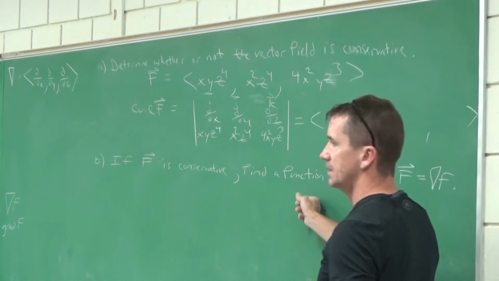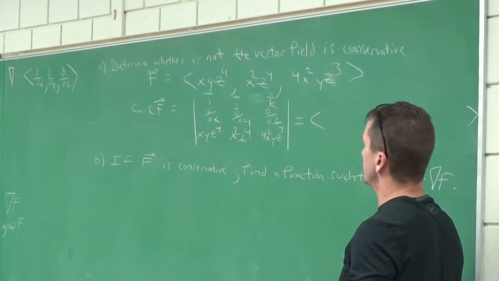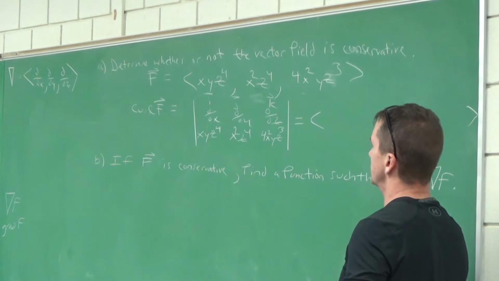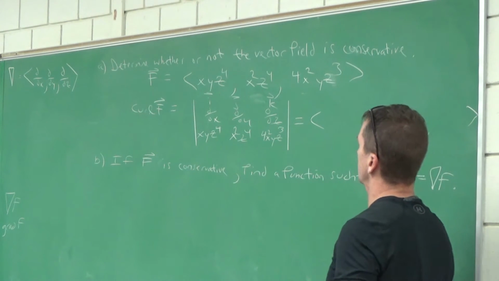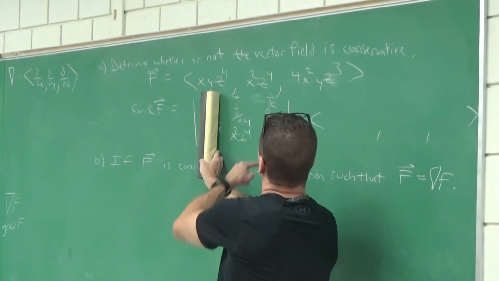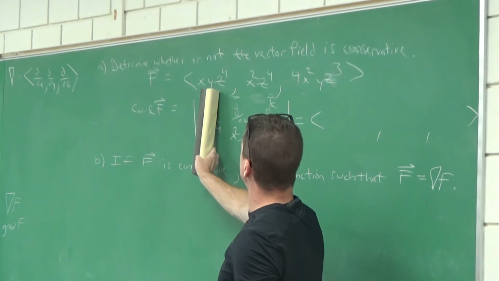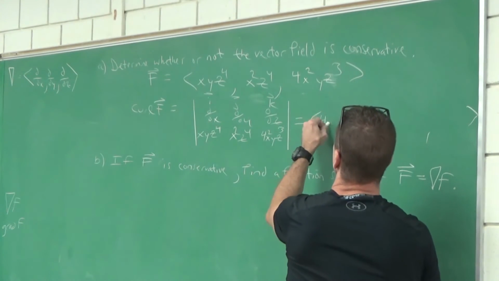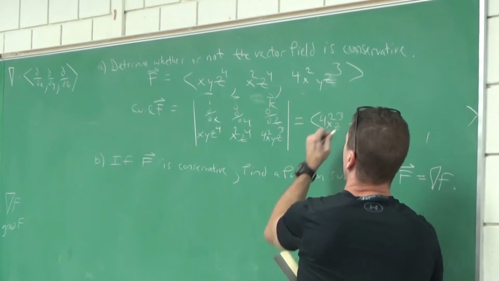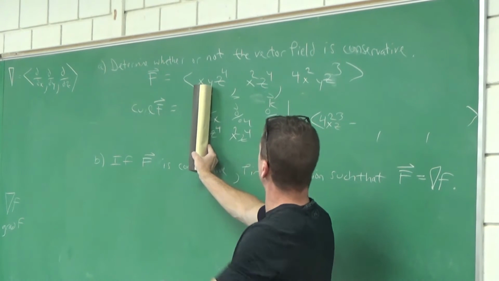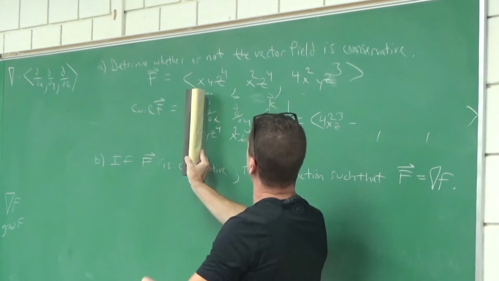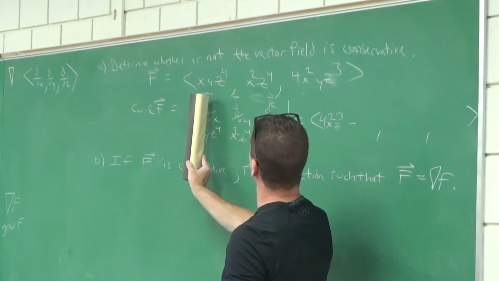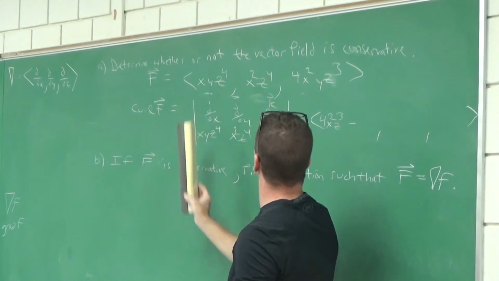If it comes out 0, 0, 0, the answer is yes. We'll move on to letter B. If it's not, we can't do B. All right, wipe this out. What's the partial with respect to y? 4x squared z cubed. Subtraction sign. Now the partial with respect to z: 4x squared z cubed.